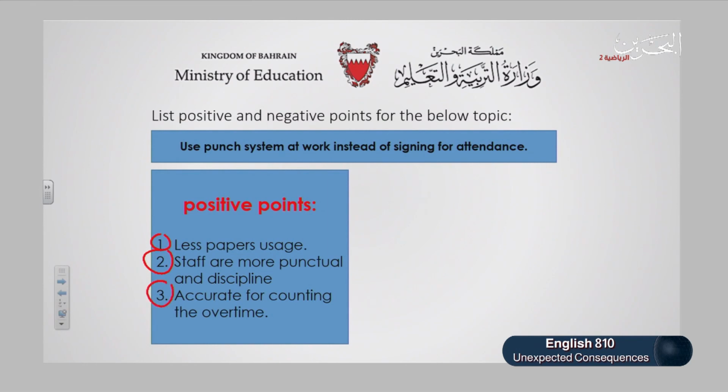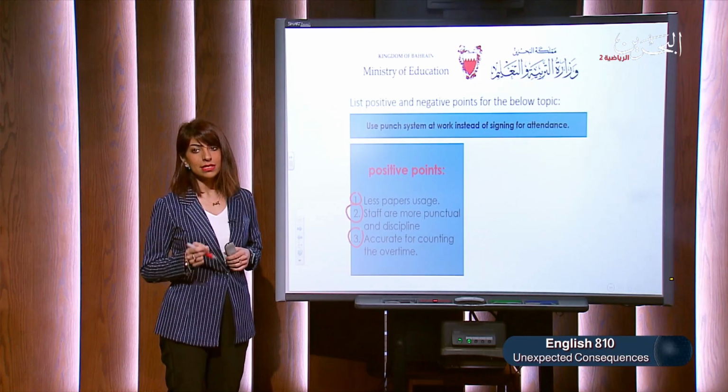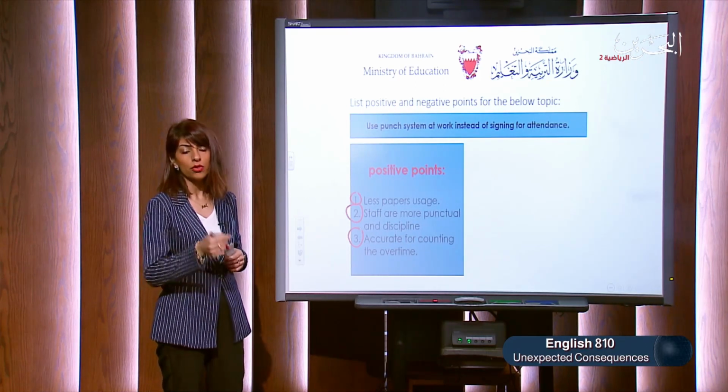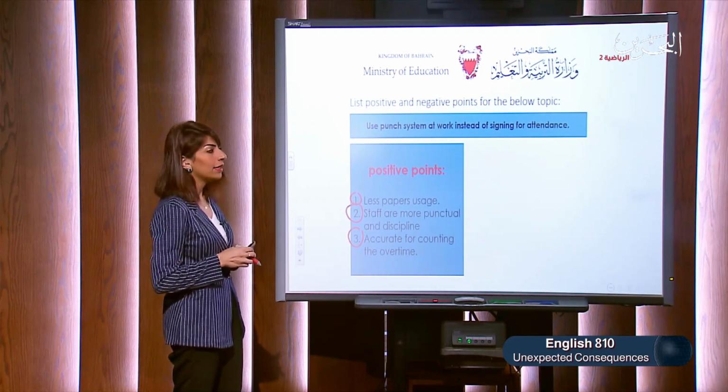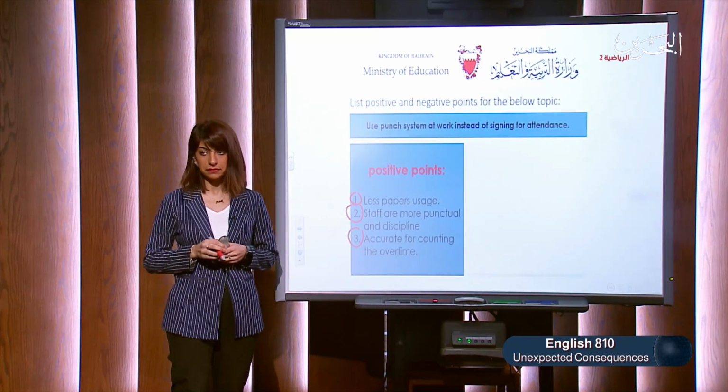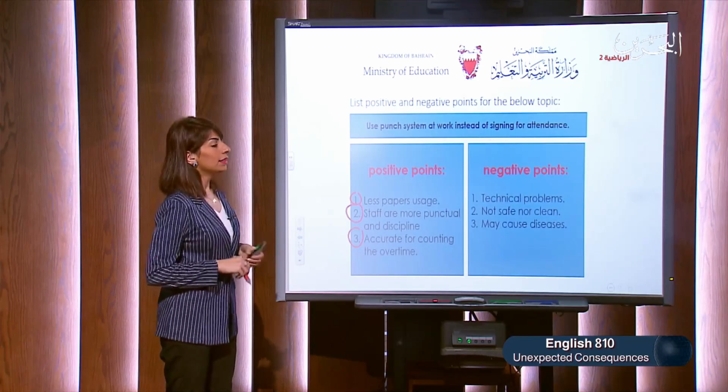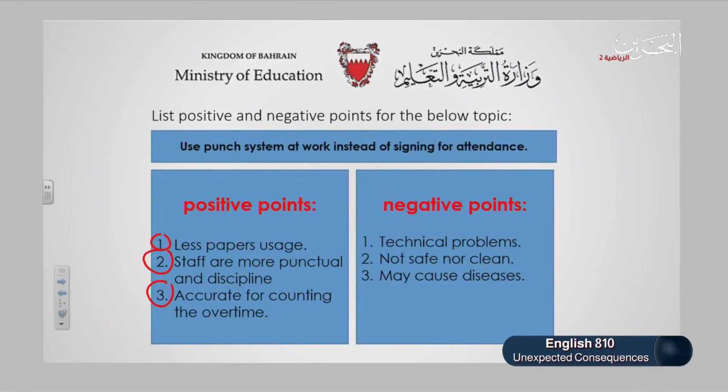Some staff work extra hours, and if they punch whenever they leave, the punch system will be so accurate to count the overtime or the extra hours that they have worked. Now let's move to the negative points. Number 1, technical problems. You know that we are going to use a system, which means there may be some technical problems. Number 2, some said that it's not safe or it's not clean because everyone is going to use the same punch system using their fingers. So yes, it has to be sanitized all the time, which is not safe.